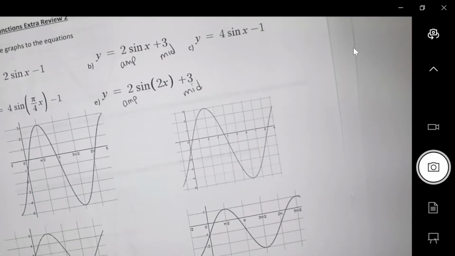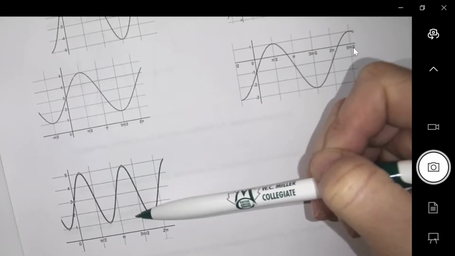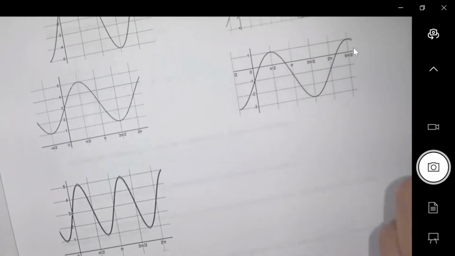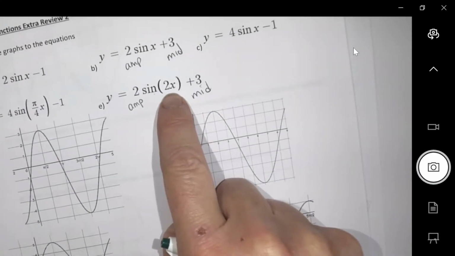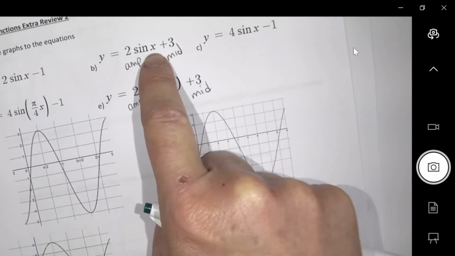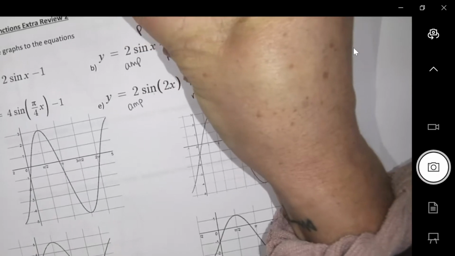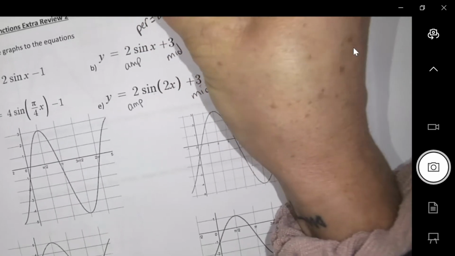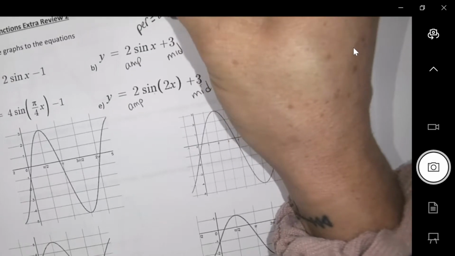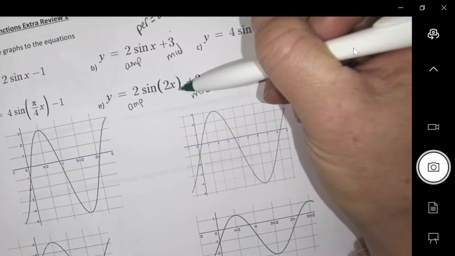+3. So these ones, are you looking at those 2? Okay, now here's the difference. This one has a B value, which changes the period. This one doesn't have a B value, so the period should be what? What's the normal period? What's the normal cycle of a circle? 2 pi or 360, depending on what's written. So this one has a normal period, this one won't.